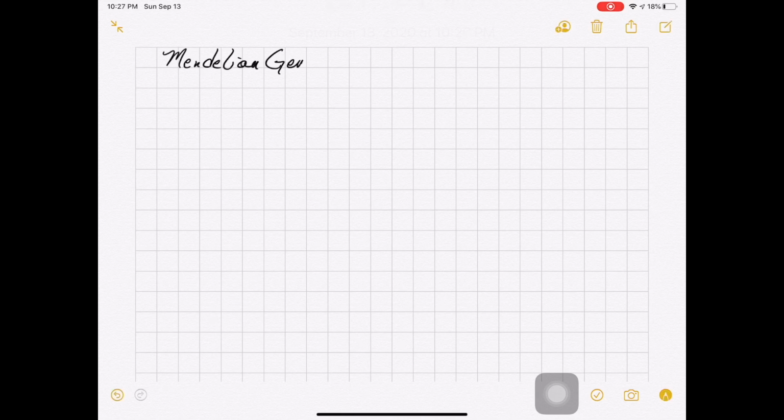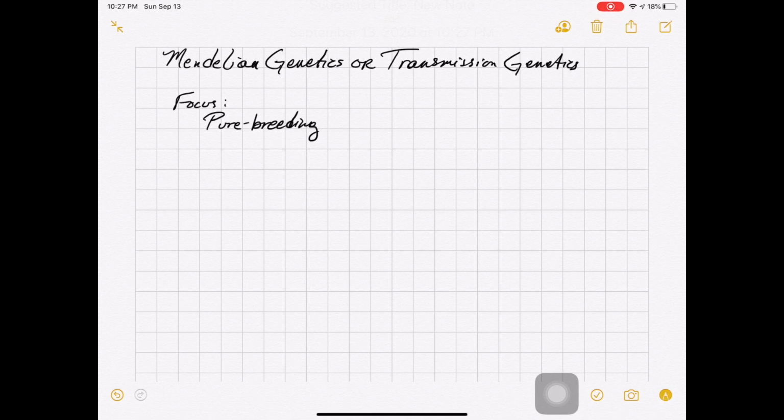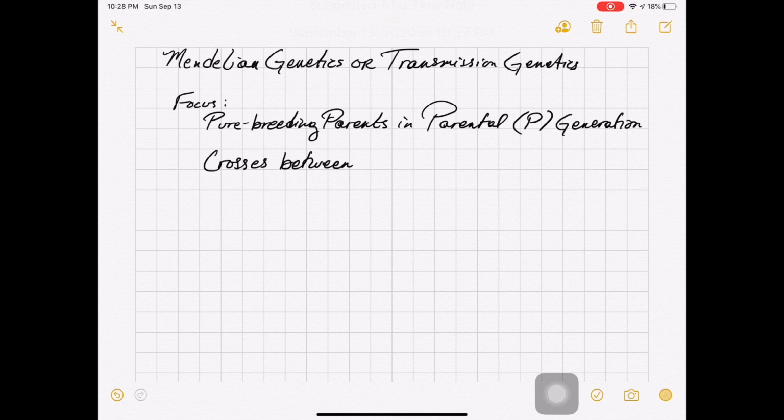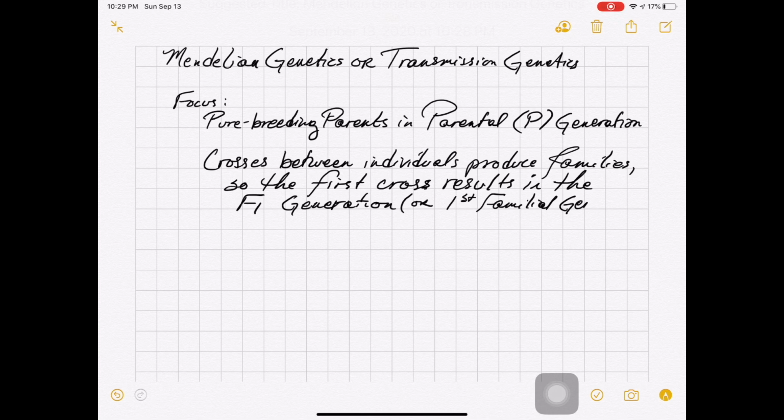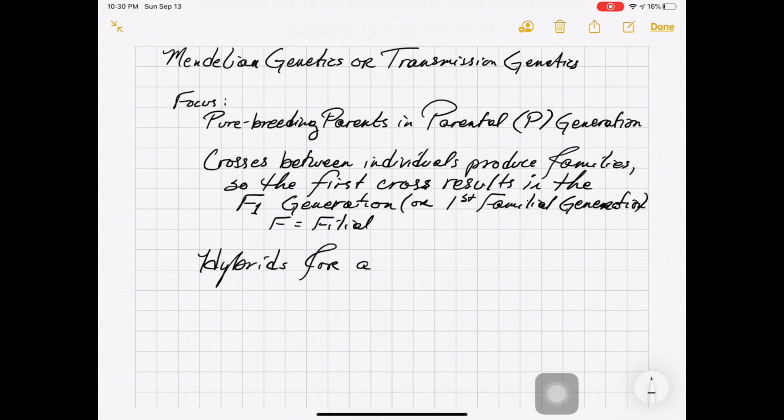So let's look at Mendelian genetics or transmission genetics. The focus here is on pure breeding parents in the parental generation or P generation. The way we'll do this is by looking at crosses between individuals that produce families. So the first cross resulting from these pure breeding lines will be known as the F1 generation, or first familial generation, where the F actually stands for filial or family.